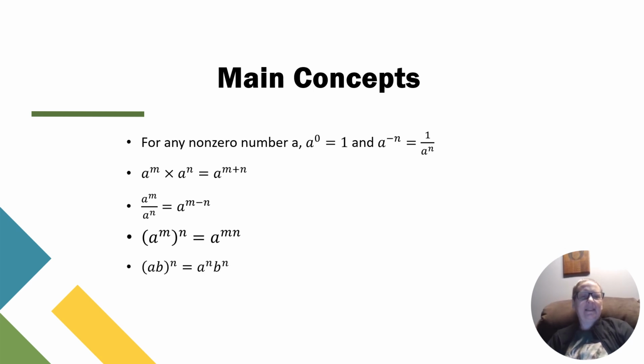And last but not least, if you raise a product to an exponent, it's the same as raising each individual piece of that product by that exponent. So ab to the nth power is the same as a to the nth power times b to the nth power. Same thing for a quotient: a over b to the nth power is a to the nth power divided by b to the nth power. Those are the properties of exponents.